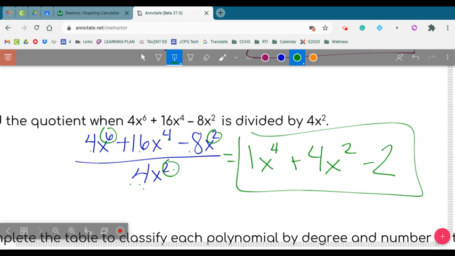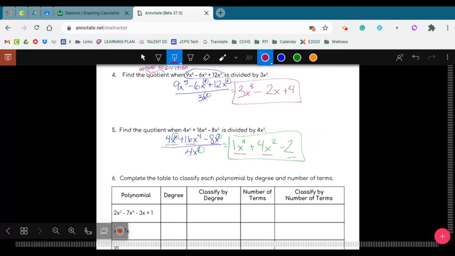That's my answer. So we're dividing each of our coefficients, and then subtracting our exponents. So I'm also going to tell you this. If the top of your division has 3 terms, you're going to have 3 terms in your answer. You're never going to lose a term, so keep that in mind.